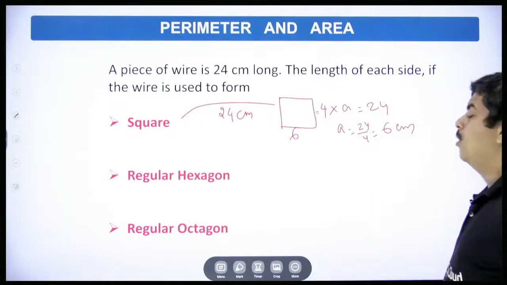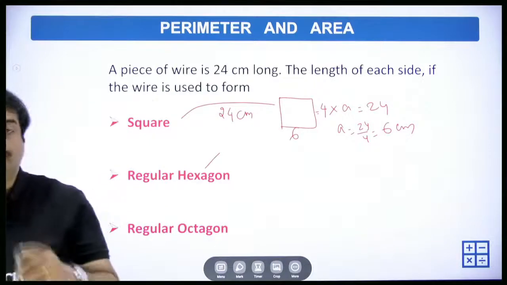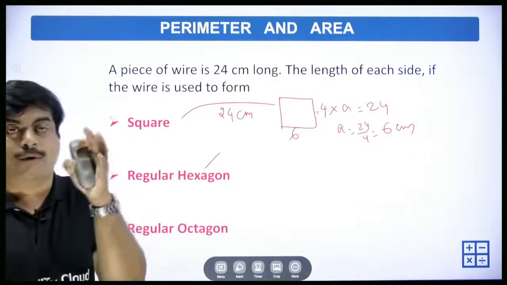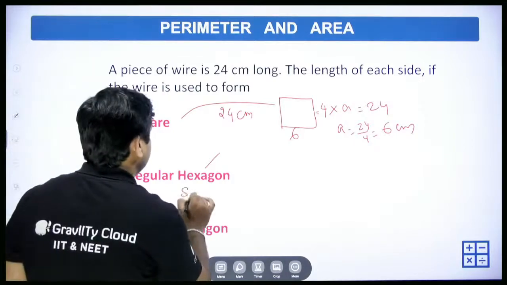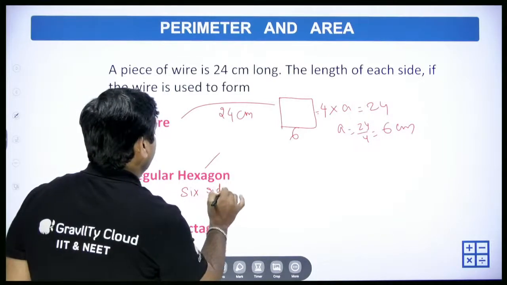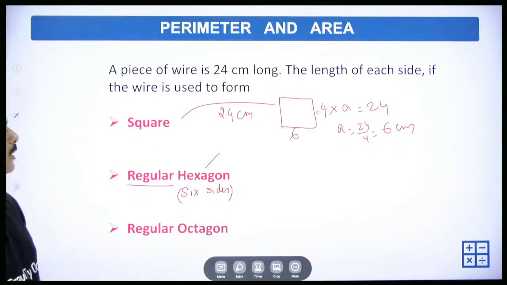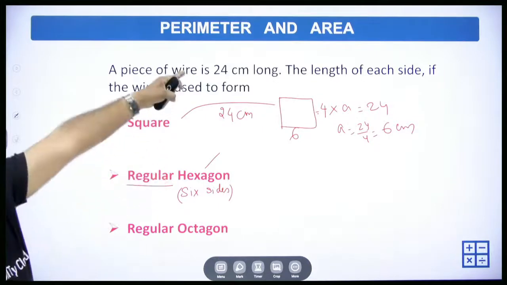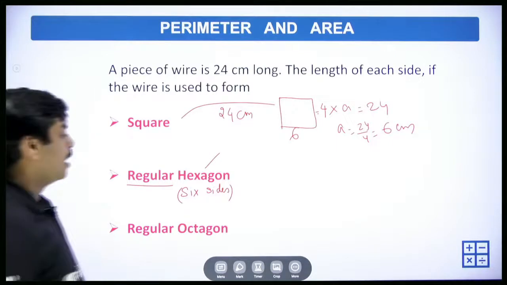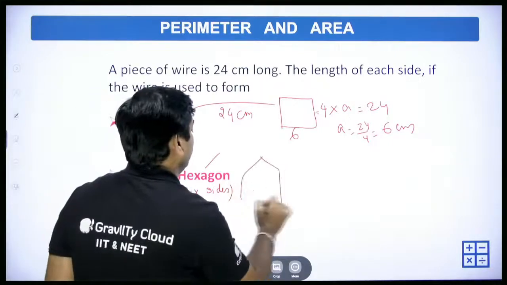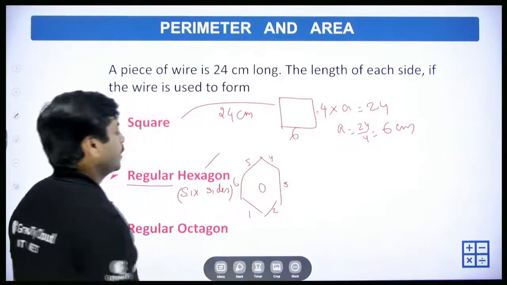Right? Now let's move on and see the regular hexagon. What do you mean by hexagon? Hexagon is a polygon with 6 sides. And what do you mean by regular? Regular means all the sides are equal, right? So hexagon is a 6-sided polygon, right? So 1, 2, 3, 4, 5, and 6, right?